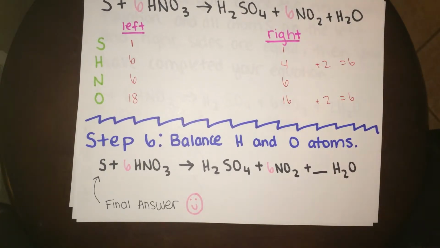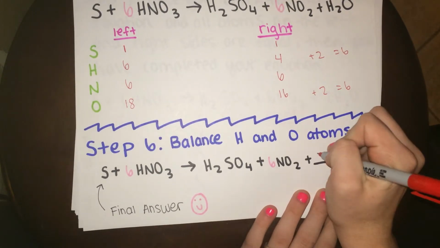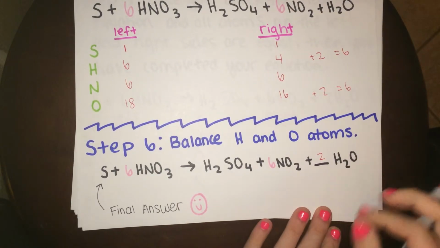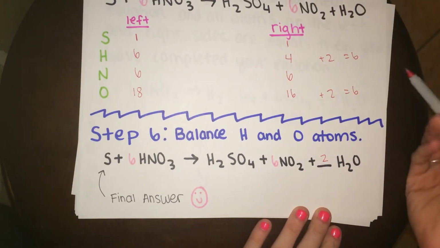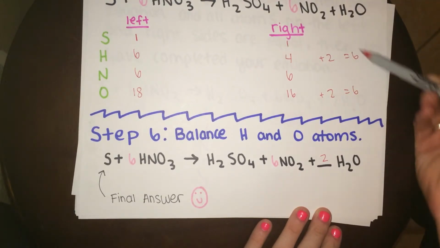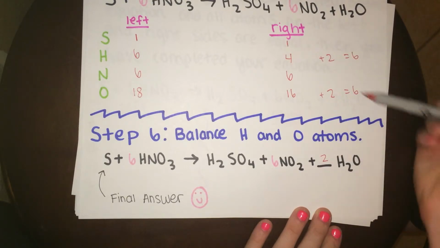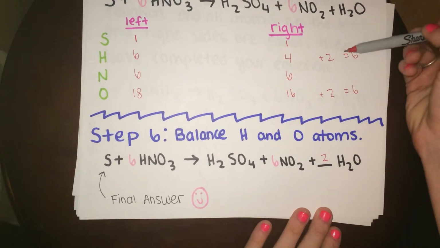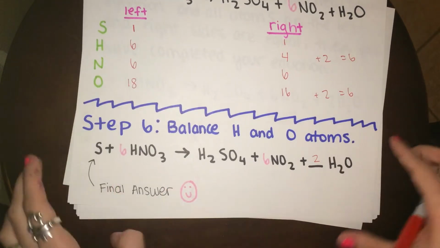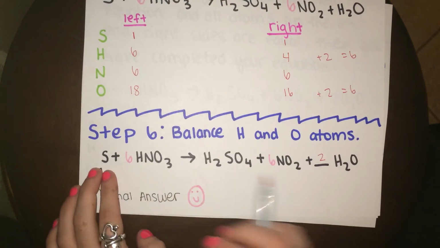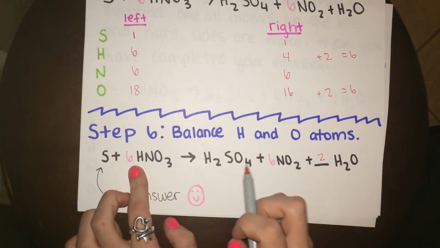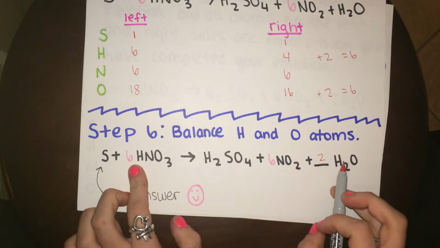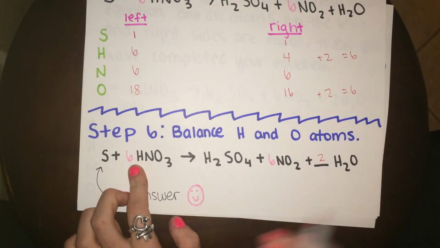But if you want to change it, then you can add a 2 here to make it 4 hydrogen, so that way you added the 2 because you added 2 to hydrogen, and you added 2 to oxygen right here. So that would be your final answer because there is 1 sulfur and 1 sulfur, 6 hydrogen and 6 hydrogen, because there's 2 hydrogen here. 2 times 2 is 4, so 2 plus 4 is 6.